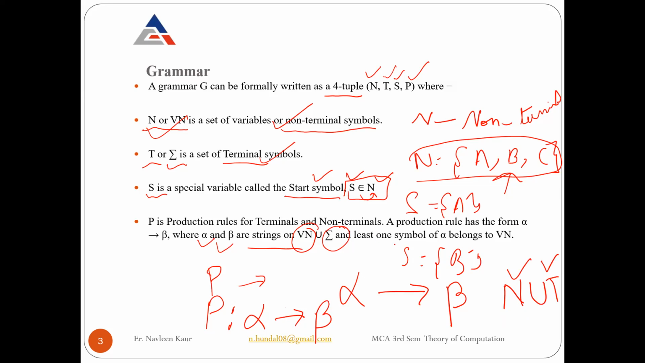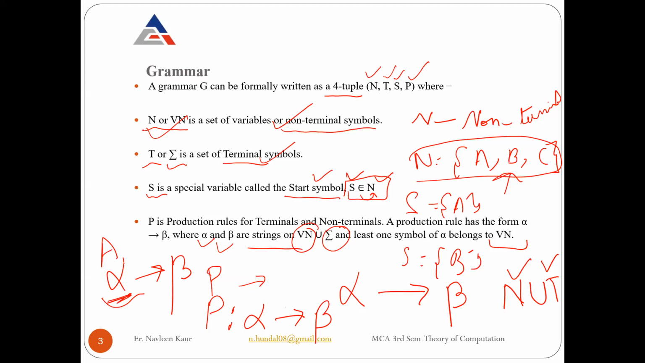And at least one symbol of alpha, on the left side we have alpha, should be from non-terminals. It means the starting alpha should have at least one symbol from non-terminals. So suppose this is a non-terminal, at least one symbol should be from non-terminals. It can have more than one symbol also.